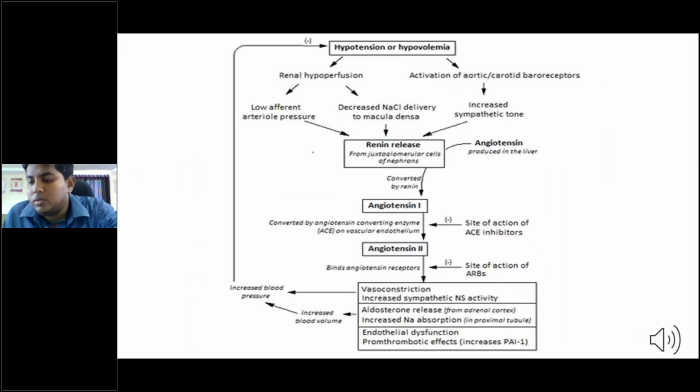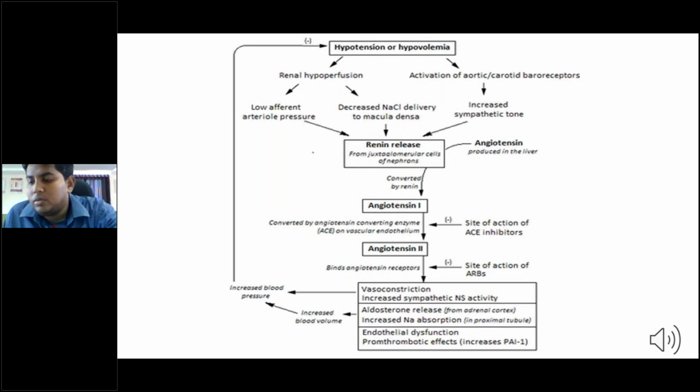In this slide, you can clearly see decreased sodium and decreased perfusion. There will be renin release from the juxtaglomerular apparatus, which converts angiotensinogen produced by the liver into angiotensin 1. Angiotensin 1 is converted to angiotensin 2 by the converting enzyme, which is secreted by the pulmonary and renal surface epithelial cells. ACE inhibitors, which are used for the control of blood pressure, act here.